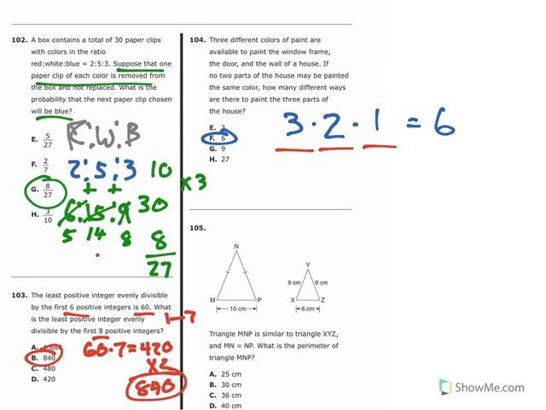105, we have a lot of different strategies. So they're similar triangles. So this is going to be my scale factor, 10 to 6.